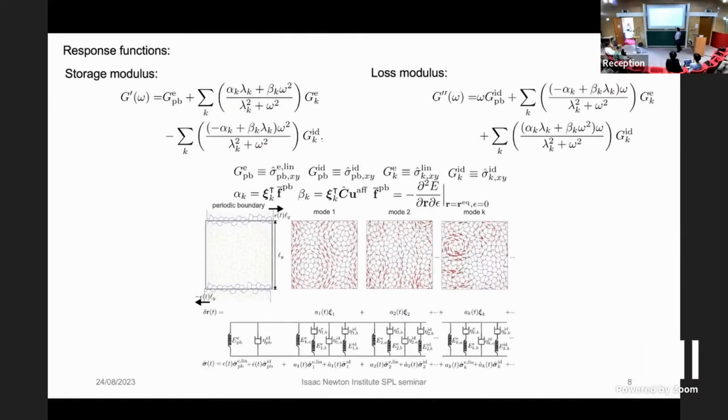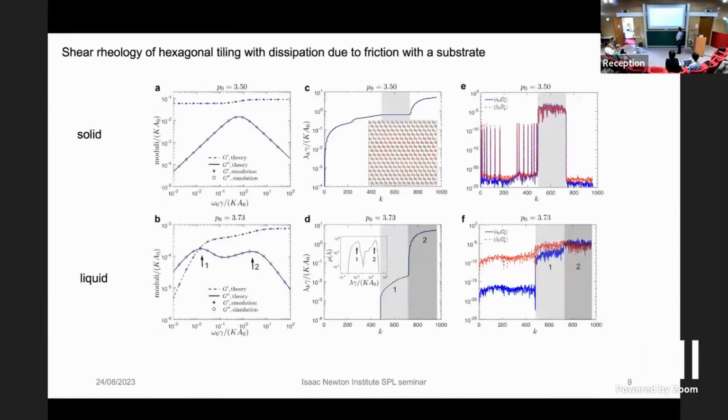Essentially what you can do is write the expressions for the storage modulus and the loss modulus in terms of these normal modes, and then you can have an expansion which looks like this, right? This is the general expansion. Each of these modes contributes an element like this. But this is rather generic. This can apply to any system. It doesn't have to be the vertex model. It can be any system, right?